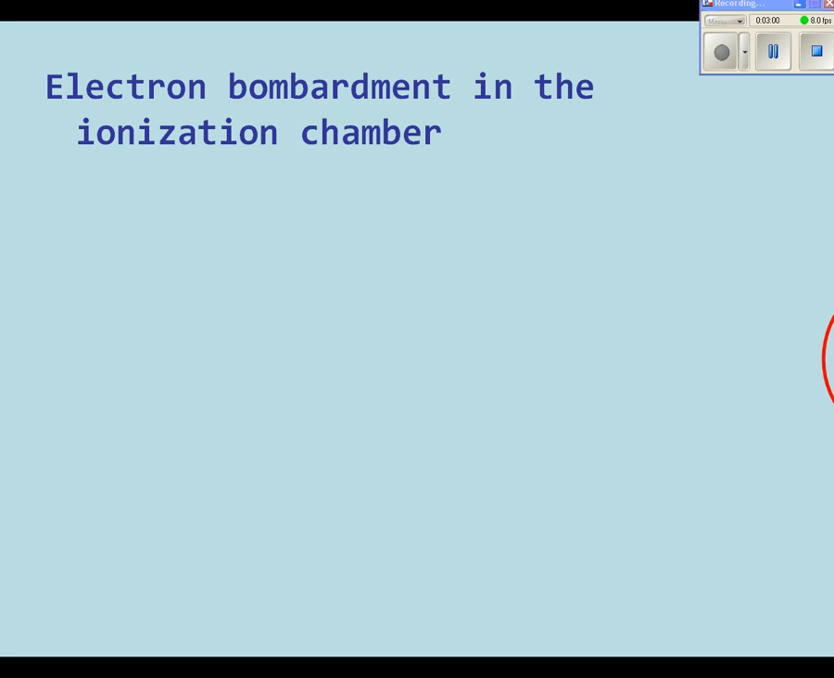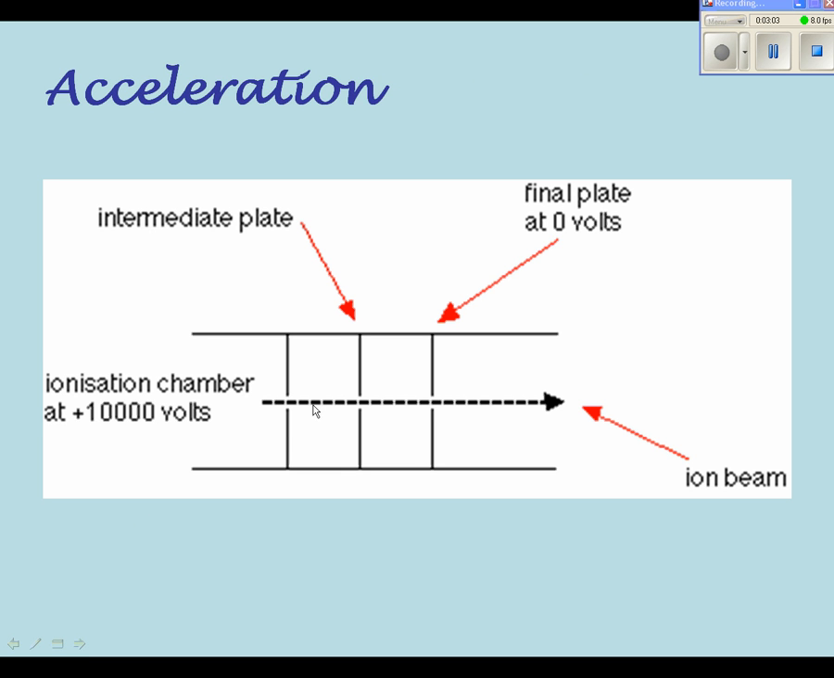Now, being a positive ion, it's attracted to the next part of the mass spectrometer, which is called the acceleration chamber. Now, the ions from the ionization chamber are formed over here. They're positively charged. These are a series of negatively charged plates with decreasing voltage as you move through, because we don't want the ions continually accelerating. We want them to come out of this third plate with a uniform and constant velocity. The velocity, of course, is proportional to the charge on the ion.